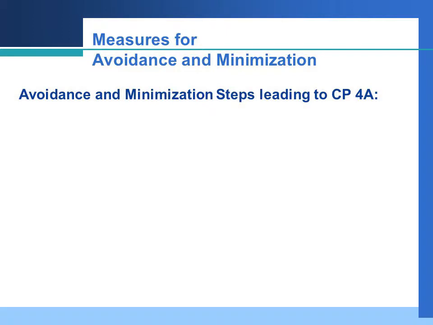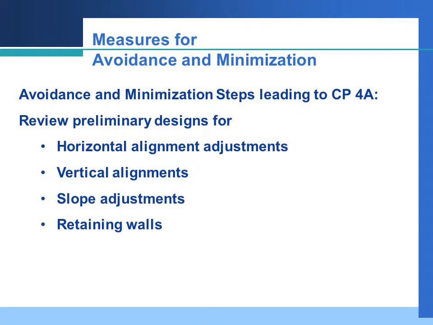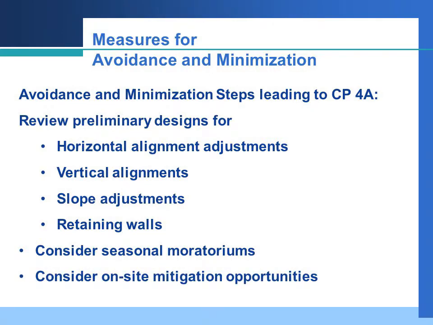Avoidance and minimization during the steps leading up to the Concurrence Point 4A meeting include: review the LEDPA alternative for any opportunities to avoid or minimize impacts to the natural, human, or physical environments through slight shifts in the horizontal or vertical alignment, adjusting slopes, and evaluating the use of retaining walls. Also considered are any seasonal moratoriums that may be required during the construction of the project, for example, anadromous fish, trout spawning, sea turtles, or manatee, and potential on-site mitigation.